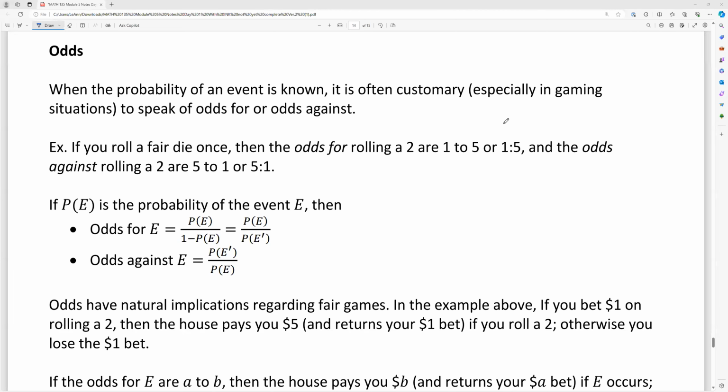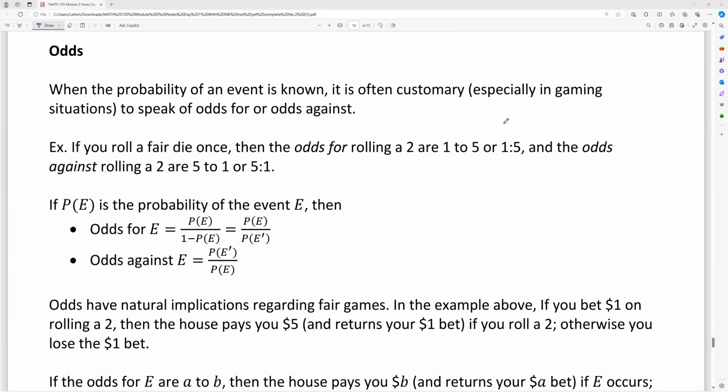All right, this is the video finishing up the 8.2 set of notes about the odds. So it says when the probability of an event is known, it is often customary, especially in gaming situations, to speak of your odds for, which means in favor of winning, or the odds against, which means you're going to be listing what the losing chance is first.